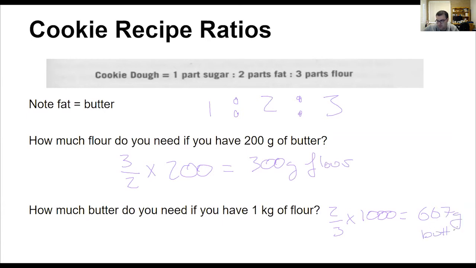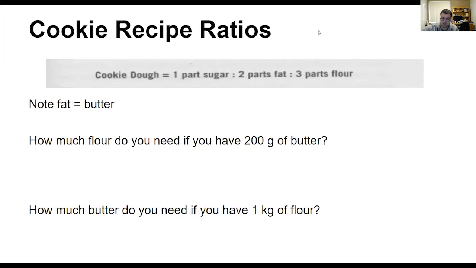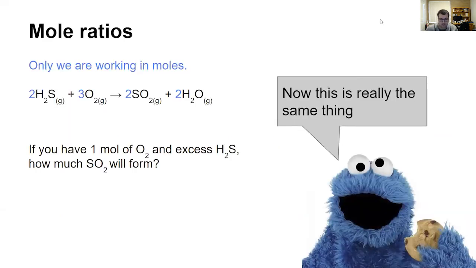Okay, so this is pretty straightforward, right? We're just adjusting recipes. You do this all the time when you're working in the kitchen, when you're baking anything. You have to adjust your recipes to what you have. So how does this fit to chemistry? Well, let's look at that.